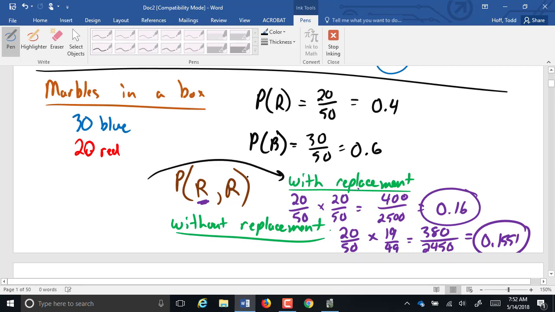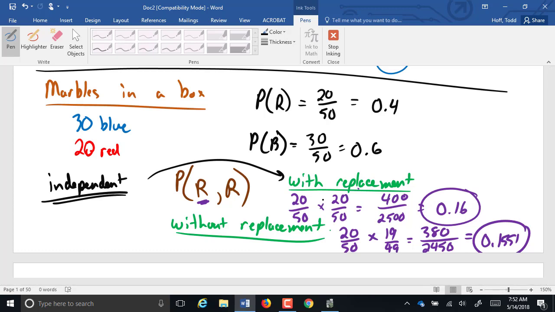With replacement, it's called independent. The probability of drawing a red marble never changes. It doesn't matter what the first marble was because we put it back and we mix them back up. So the probability of that second marble being red will always be 20 out of 50, no matter what the first marble was. This, of course, here is dependent.